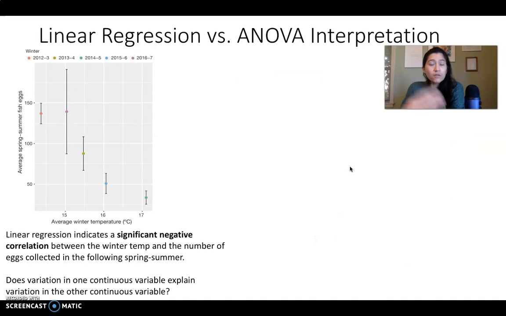Another thing to note when we're writing figure captions or interpreting linear regressions versus ANOVAs. For a linear regression, what we're doing is trying to see if there's a significant relationship between these two continuous variables. So we talk about a linear regression and an ANOVA slightly differently if the result of that test is significant. With the linear regression, we are trying to determine if variation in one continuous variable explains variation in the other continuous variable. And when you're reporting statistical values for linear regression, you want to give the R-squared value and the p-value.